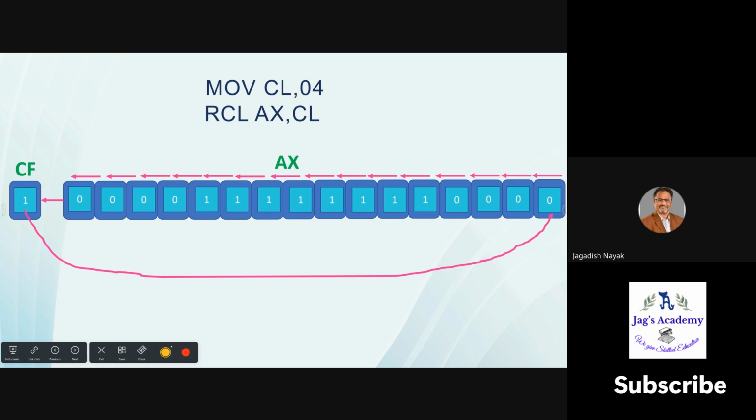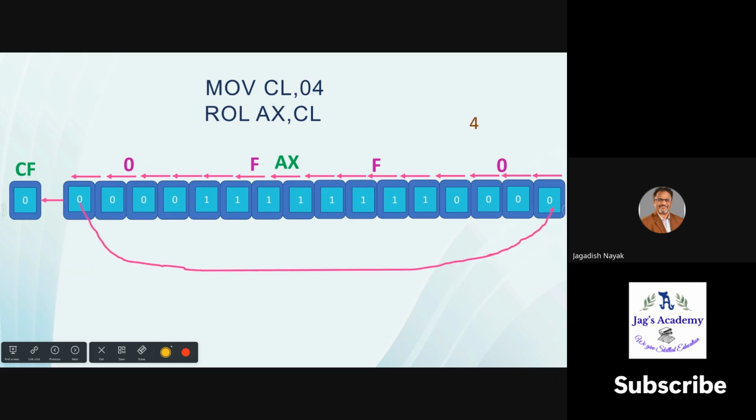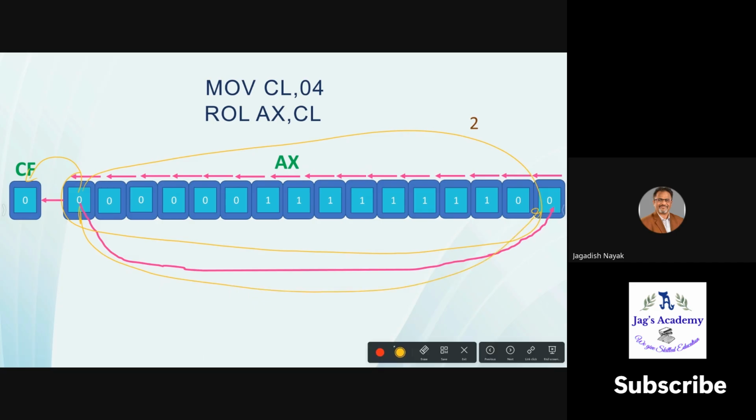Now, see what is the difference between rotate and rotate with carry? What happens during rotate with carry? Earlier, every time, it was rotating within the register. While rotating left, the most significant bit goes to the carry flag, but it is also going to the least significant bit.